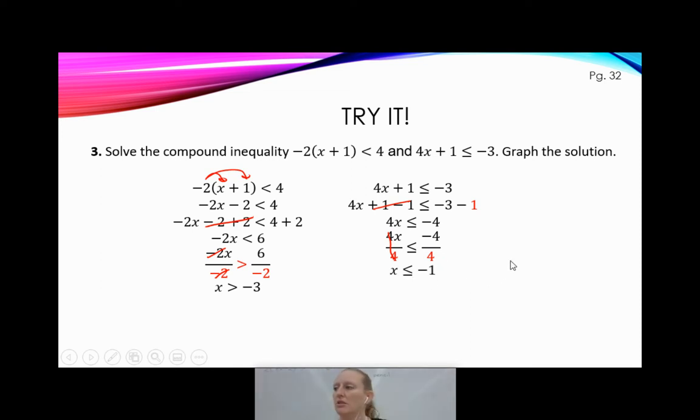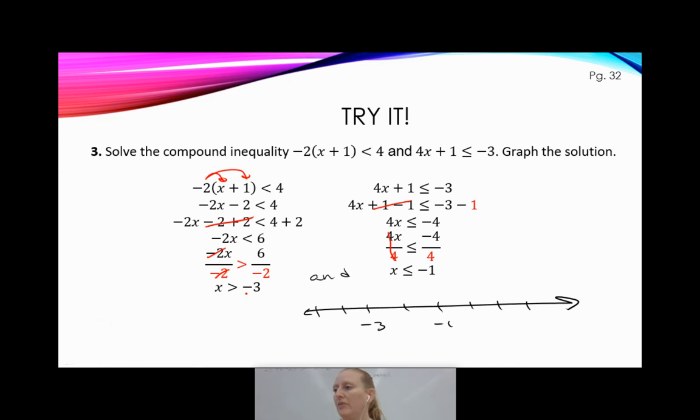Now, let's graph this. You ready? We're going to graph it. Because this is an and situation, I do want to make sure I can see -3 on my graph. -3, -2, and -1. I need to make sure I can see both of those. Those are the important numbers here. So I can see -3, I can see -1.